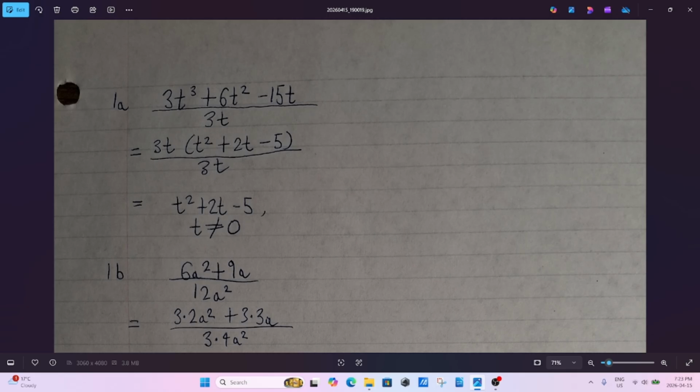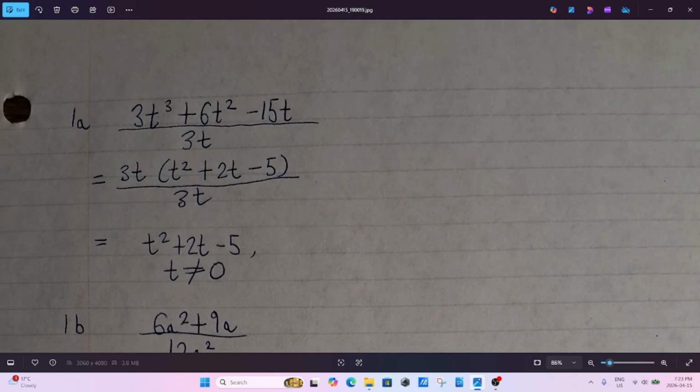Some more questions. 1a, 3t cubed plus 6t squared minus 15t divided by 3t. We factor out the 3t from the top, so we get t squared plus 2t minus 5, and t cannot be equal to 0.